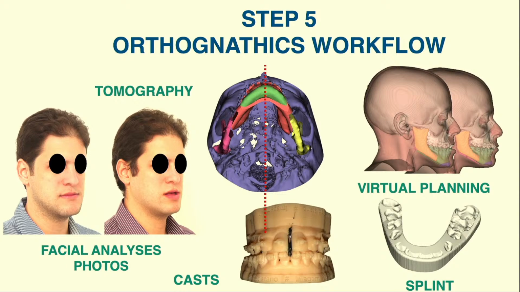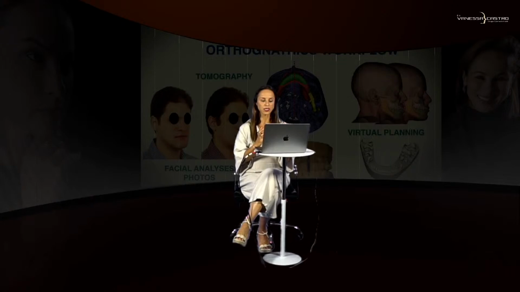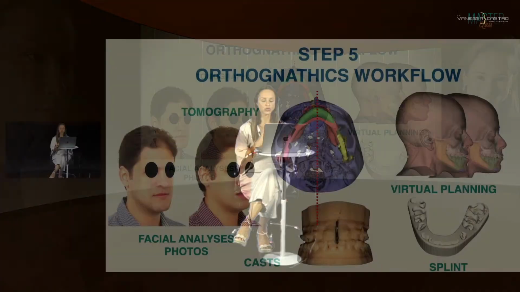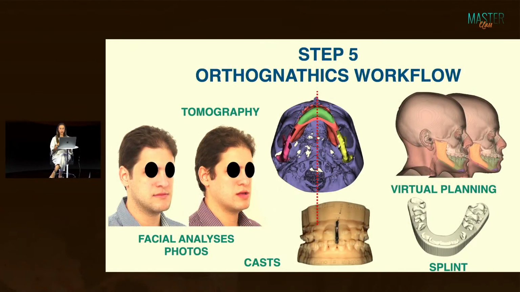And now we have the last step before the surgery. At this point, we are going to do another facial analysis with photos and with clinical evaluation. We need a new tomography for the patient to do the virtual planning, to do the surgery, and to do the splints for the surgery. We need to do the virtual planning very precisely to have predictability in the result of the planning.